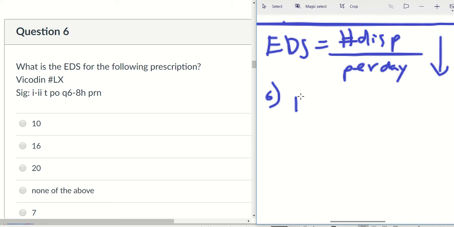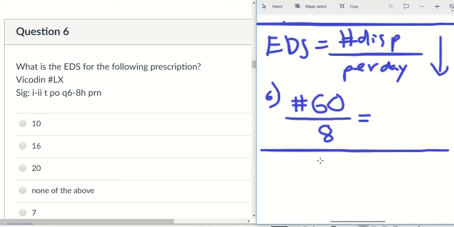LX. What is LX? How many is LX? 60, right? So we got 50 plus 10, so that's 60. Now, how many do they use in a day? What's more, 1 or 2? 2. What's going to give them more doses? Every 6 or every 8? 6. Every 6 is going to give them 4 doses. So I can take 2 4 times for a total of 8 in a day. 60 divided by 8, round down. Yeah, just 7 days supply.